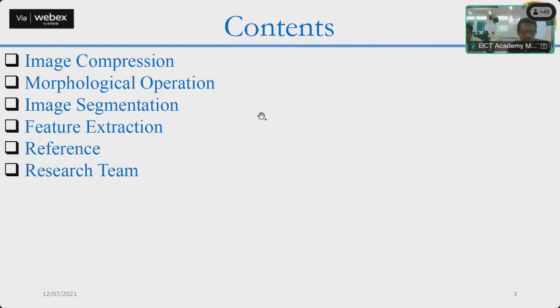Apart from it, we will continue with the image. If you have seen the course page, you would have noticed these things. Different modules are there, so we will try to cover the things sequentially in the form of modules. Thereafter, we will follow image compression, morphological operation, image segmentation, feature extraction, and then the references, and then our research team.